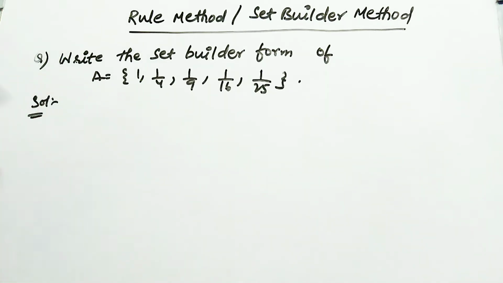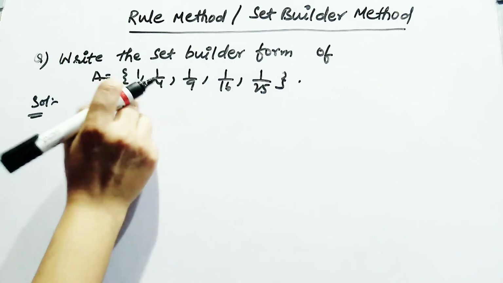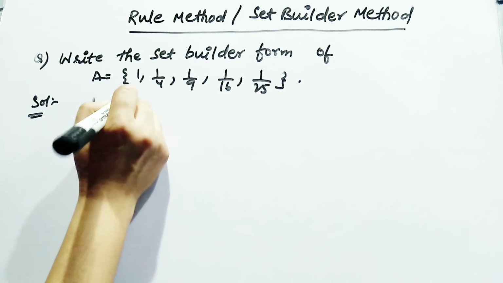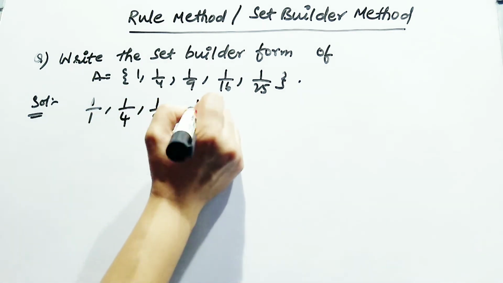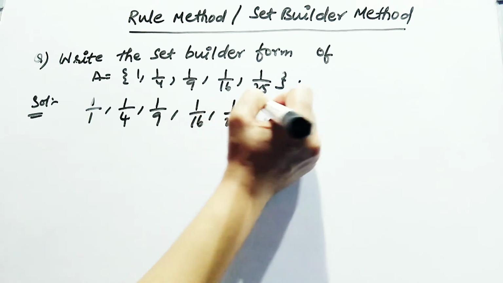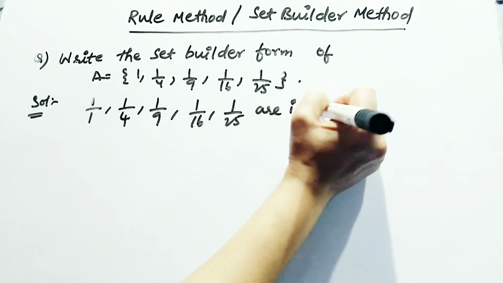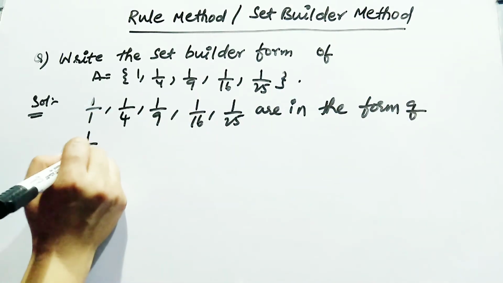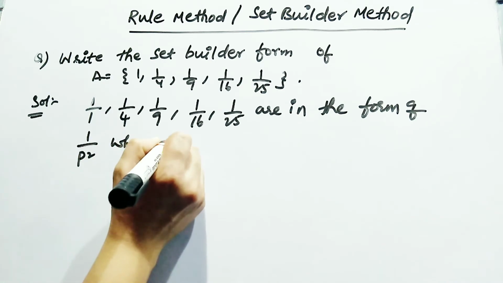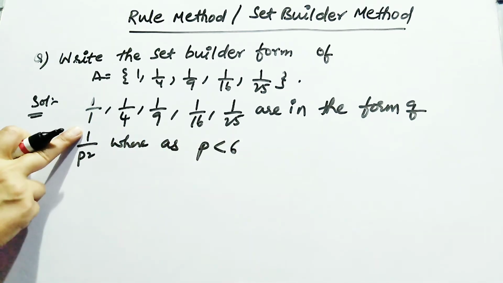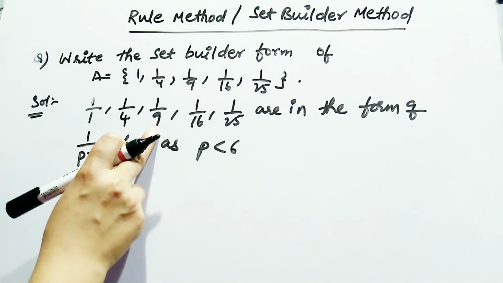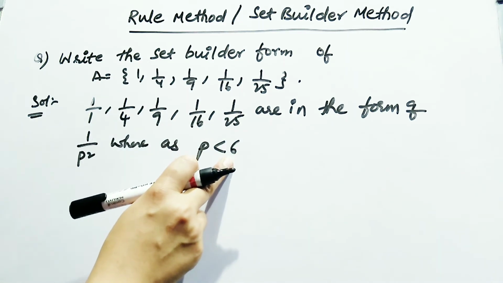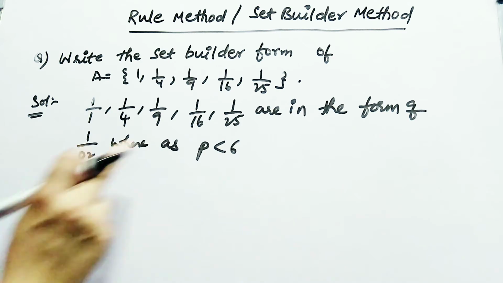Okay, let's do it. What is A? 1 upon 1, 1 upon 4, 1 upon 9, 1 upon 16, 1 upon 25 are in the form of what? In the form of 1 upon p square, where p is less than 6. Observe it, p square: 1 square 1, 2 square 4, 3 square 9, 4 square 16, 5 square 25. It is up to 5, 1 to 5. You are squaring, you will get this.